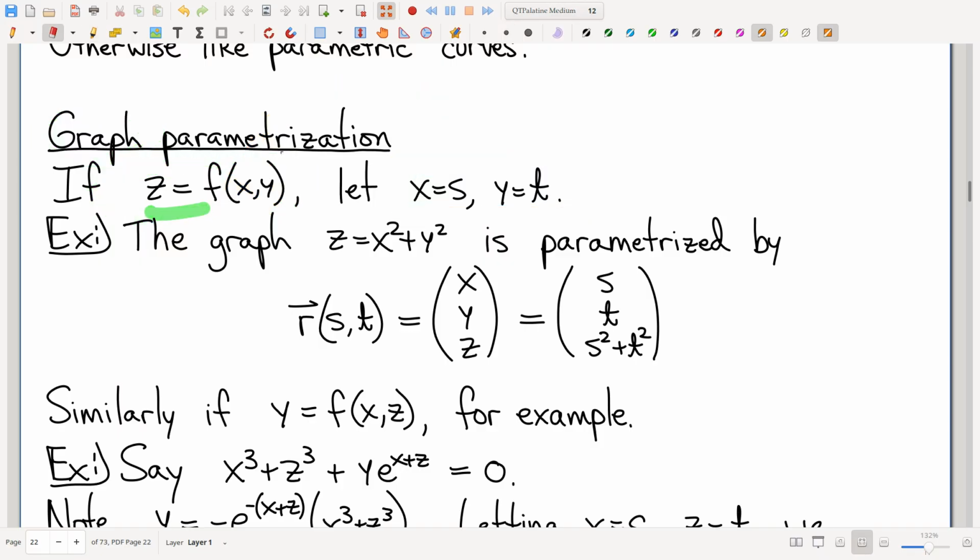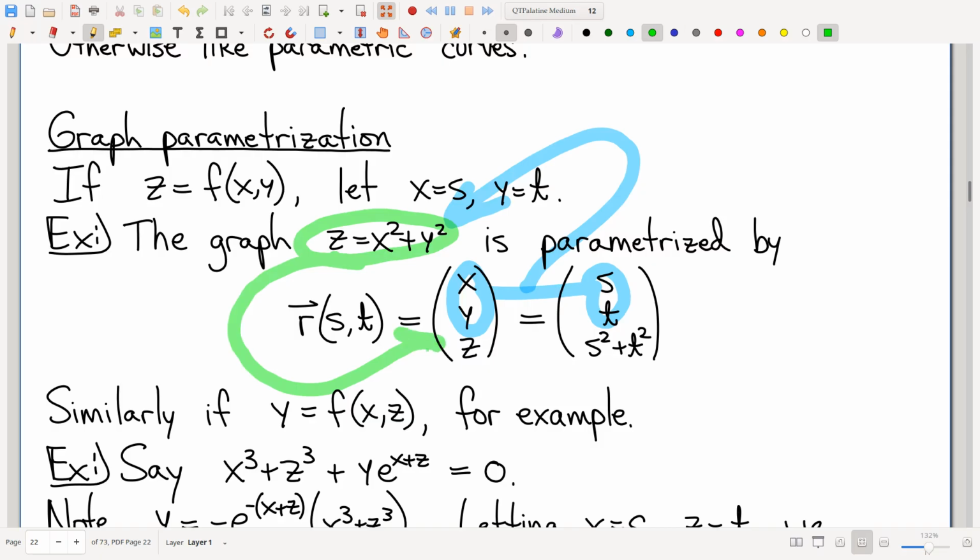Okay, so easy example. Here is a surface. Notice it is a graph. X and Y are my inputs. So I let X and Y be my parameters. Everything else is already effectively determined for me. I just have to sort of notice that, well, if X and Y are S and T, then it must follow that Z must be S squared plus T squared.